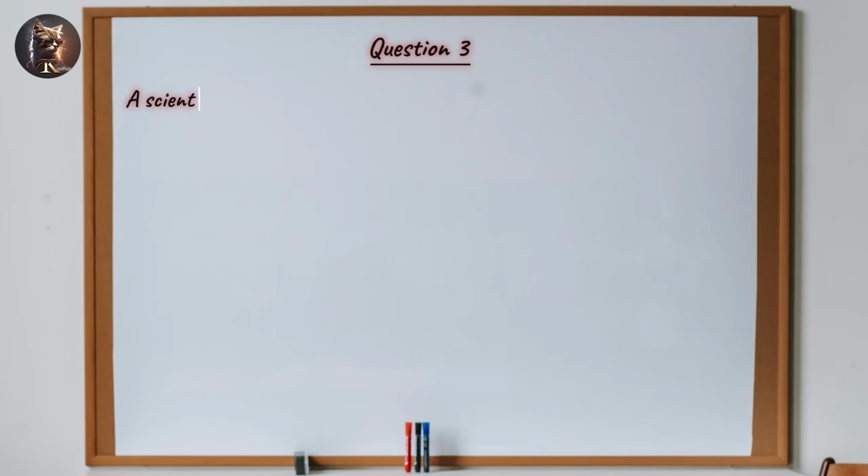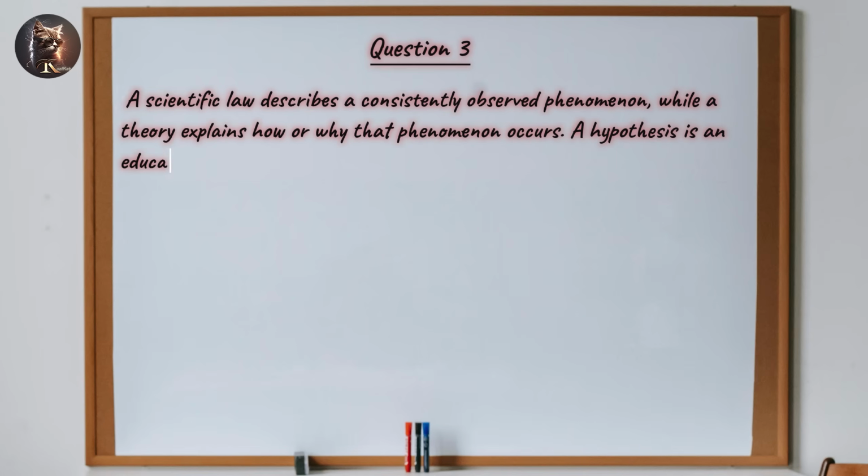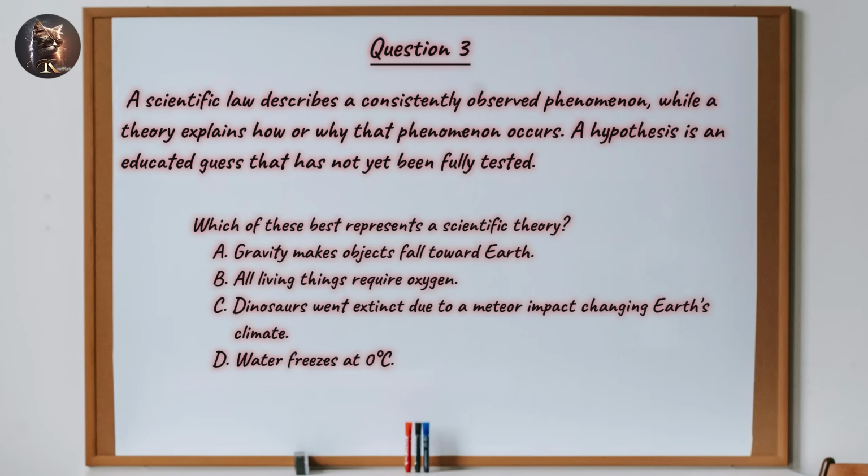Now, the third passage says a scientific law describes a consistently observed phenomenon, while a theory explains how or why that phenomenon occurs. A hypothesis is an educated guess that has not yet been fully tested. Then they ask, which of these best represents a scientific theory? A. Gravity makes objects fall toward Earth. B.